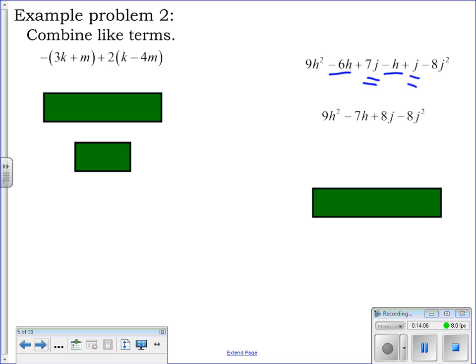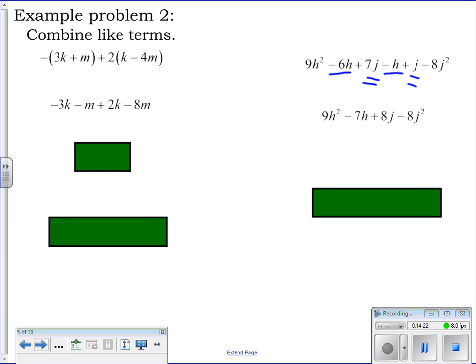Okay? And then go back to this one over here. Before I can actually combine up like terms, first thing I need to do is distribute. Distribute the negative, distribute the 2. Okay, that's my first step. So negative 3k minus m, 2 times k, 2 times negative 4m. And then I combine up my like terms. I have k's, I have m's, I have a negative 3, positive 2, negative 1k, negative 1m, negative 8m, negative 9m. Okay, does that make sense? First you want to distribute, then combine up like terms. Okay? Easy peasy.